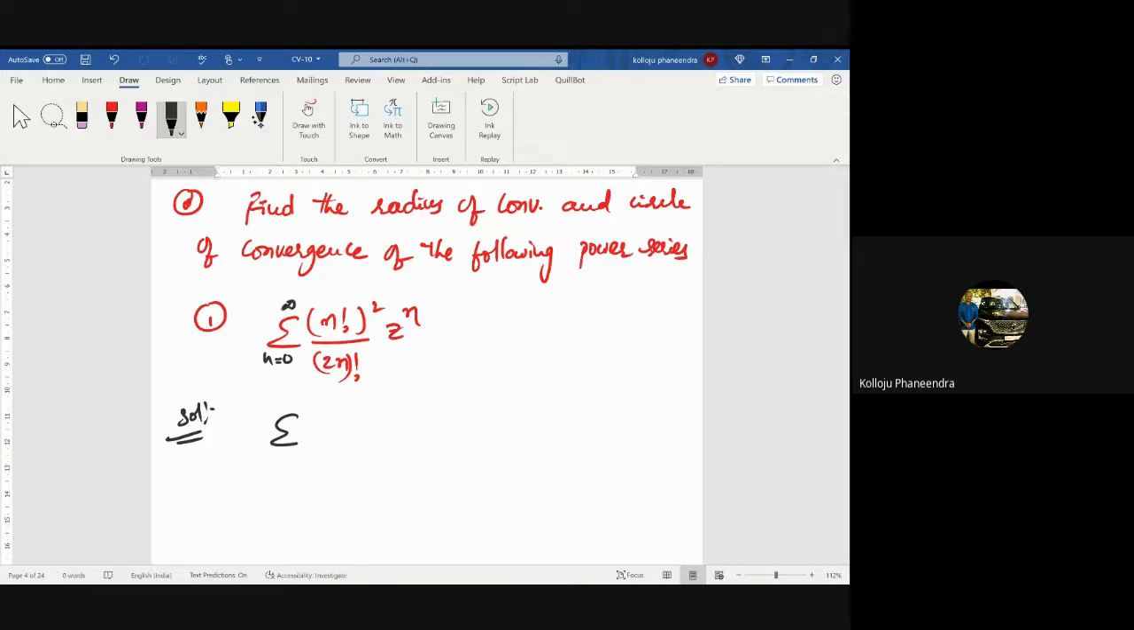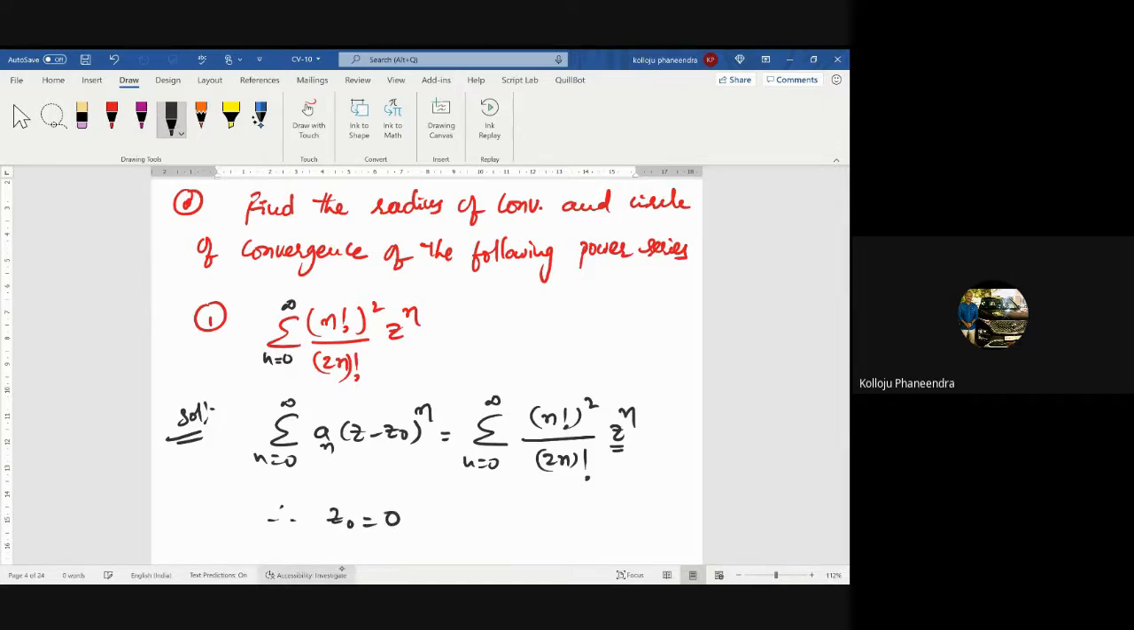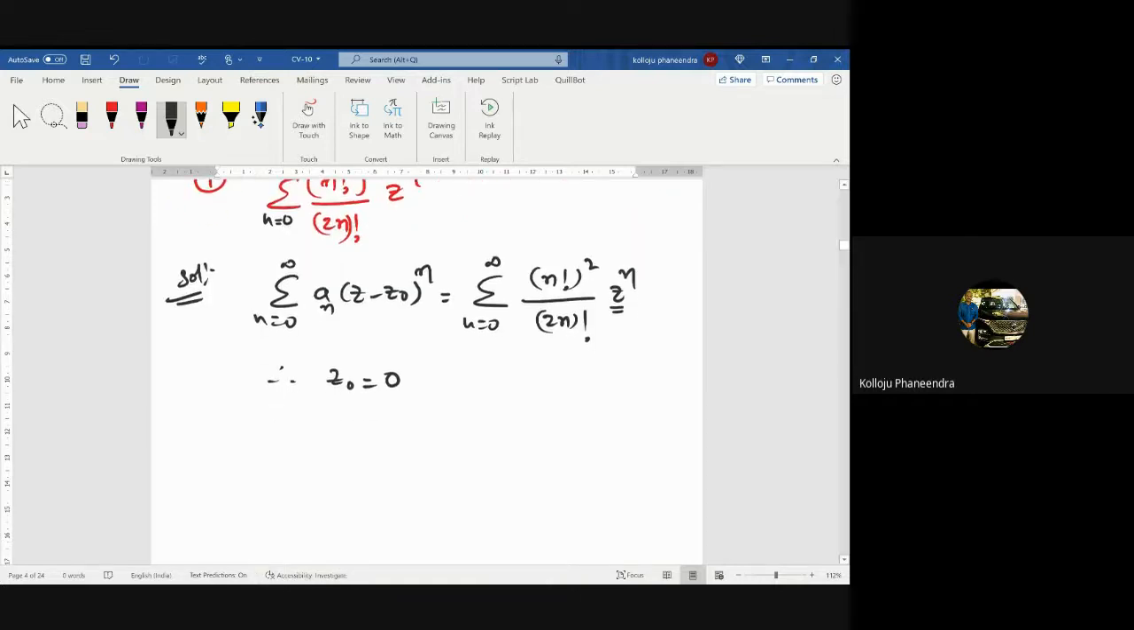Always, remember, summation n equal to 0 to infinity a_n, you compare the given series with the power series expression. That is equal to summation n equal to 0 to infinity (n factorial) whole square by (2n factorial) z to the power of n. Therefore, what is the z naught value? This is only z power n, so z naught value is 0.